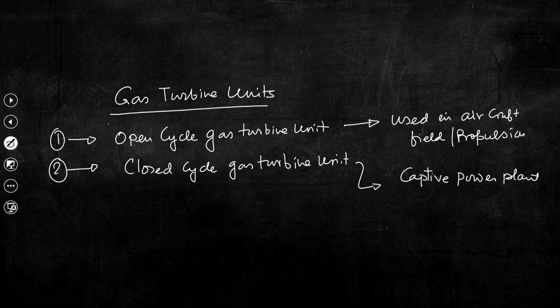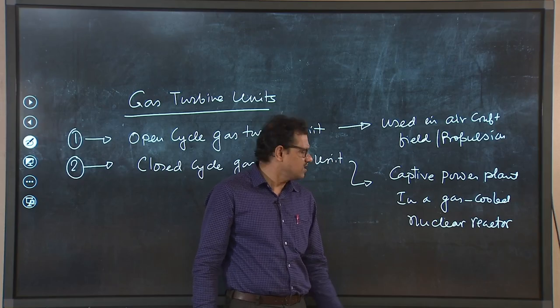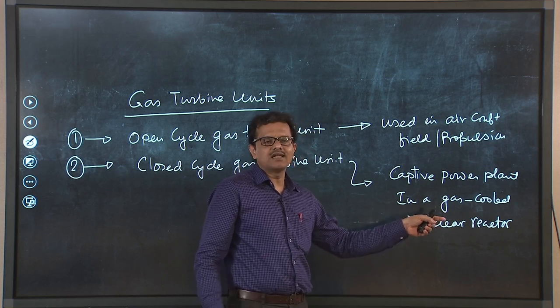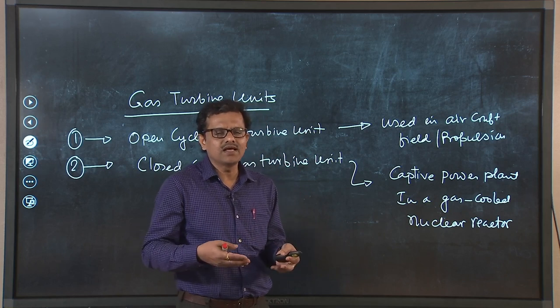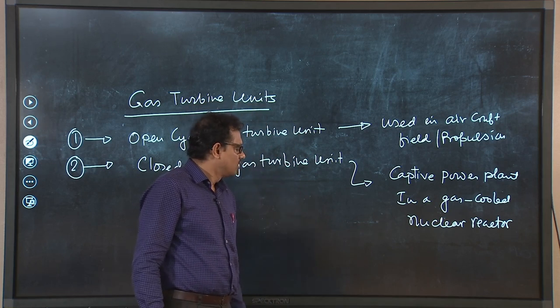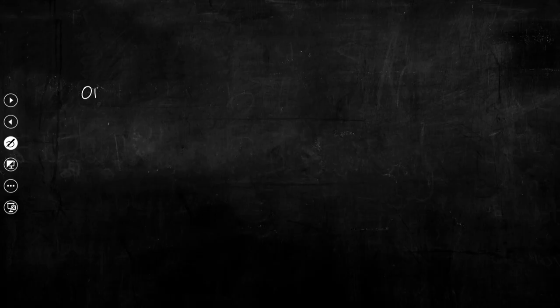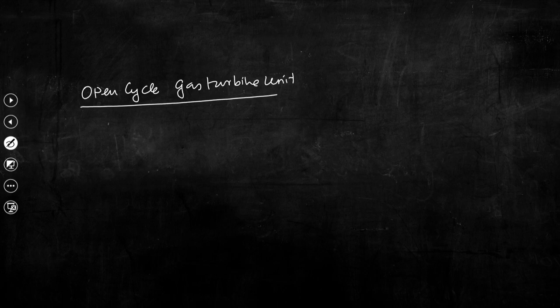In particular, in a gas cooled nuclear reactor. Basically, the energy which is produced due to nuclear fission reaction is absorbed by the gas, and that gas is again allowed to expand in a turbine, and we try to obtain work output. So, now let us discuss the open cycle gas turbine unit through schematic depiction.